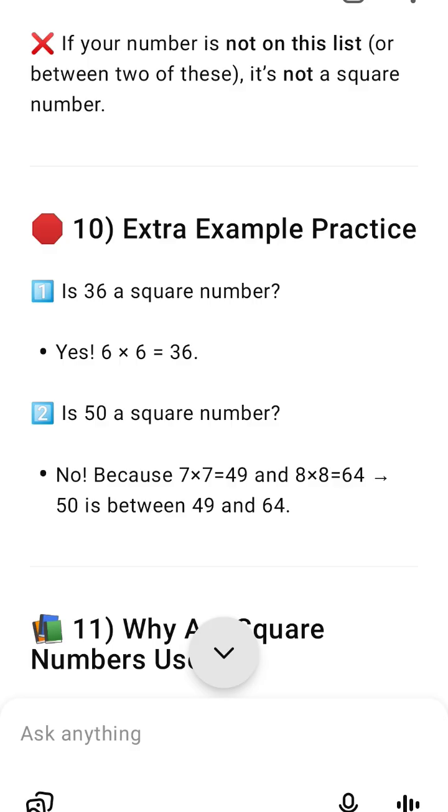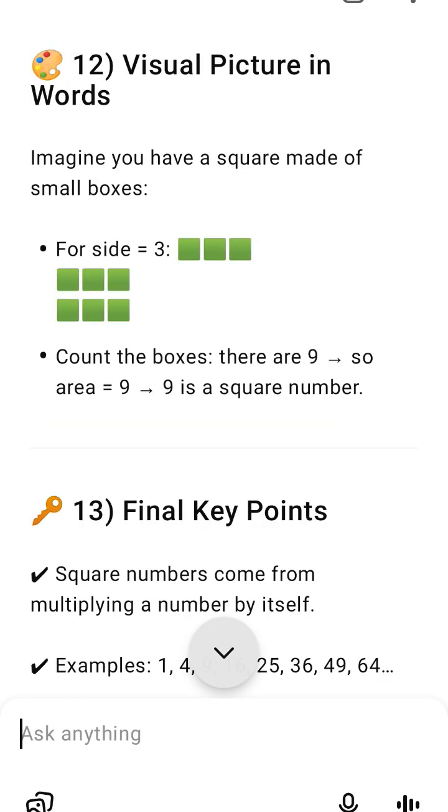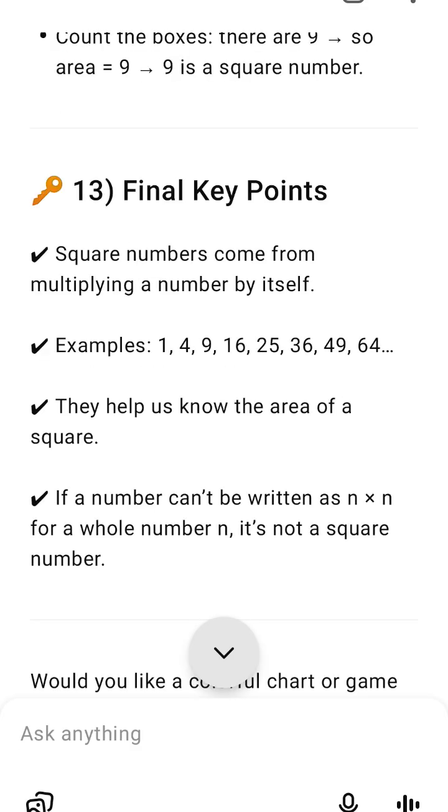10. Extra example practice. 1. Is 36 a square number? Yes, 6 times 6 is 36. 2. Is 50 a square number? No, because 7 times 7 is 49, and 8 times 8 equals 64. 50 is between 49 and 64.